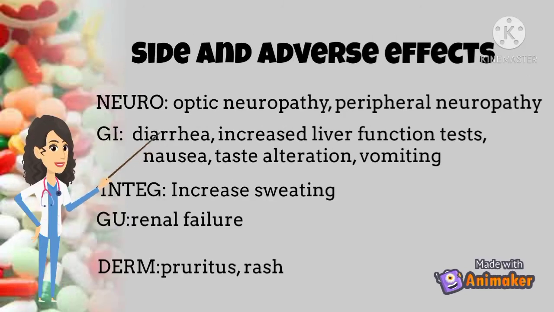For my side and adverse effects, in the neuro includes optic neuropathy and peripheral neuropathy. In the GI includes diarrhea, increased liver function test, nausea, taste alteration, and vomiting. In the integumentary includes increased sweating. In the GU is renal failure, and in the derm includes pruritus and rash.